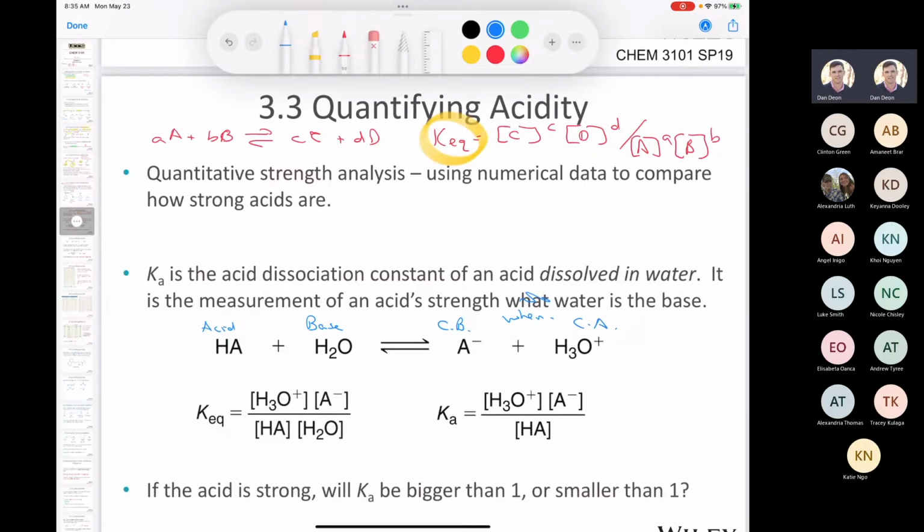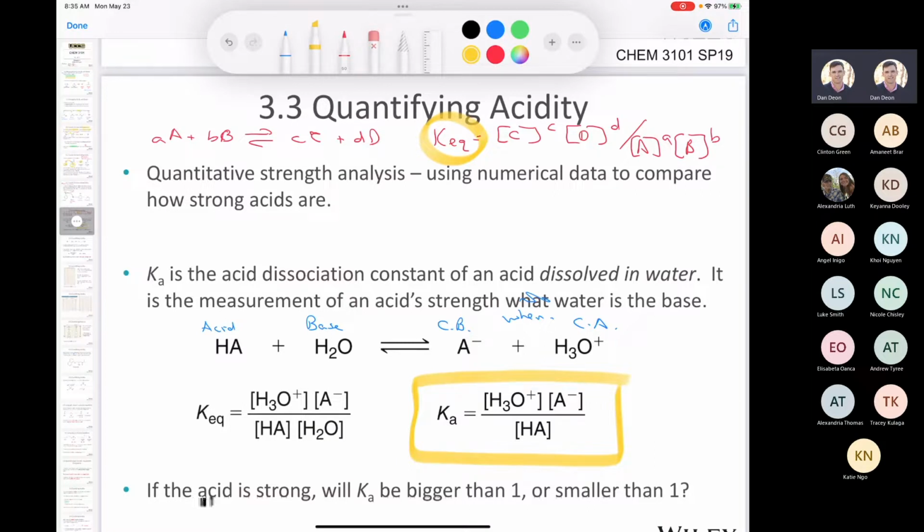And if we write out a K equilibrium expression for this, we put the product of the concentration of the products divided by the product of the concentration of the reactants. However, we can factor out water. We factor that out because the concentration of water remains pretty much constant. It's around 55.5 molar. Anyhow, we end up with this expression, which is Ka. So Ka right here, okay?